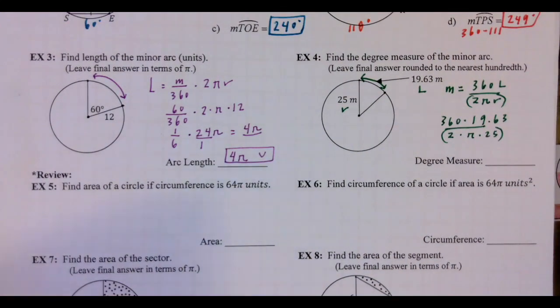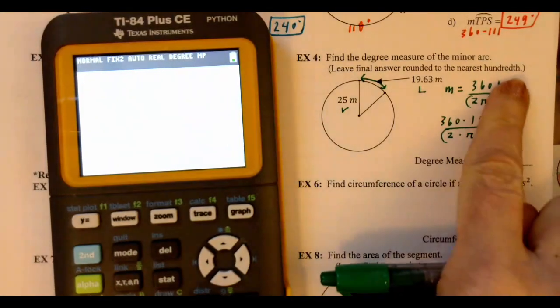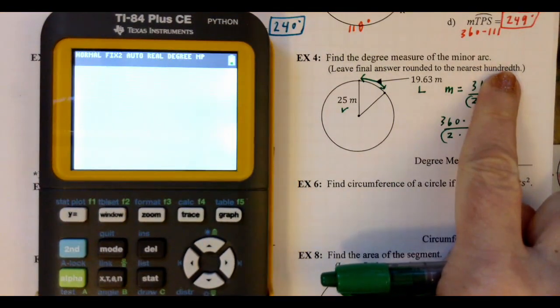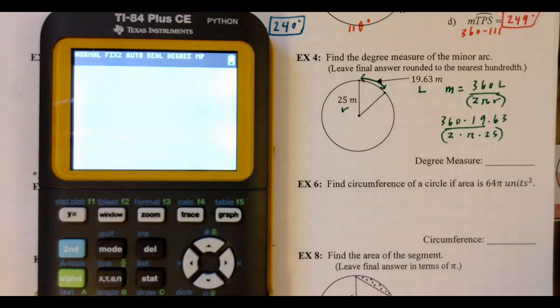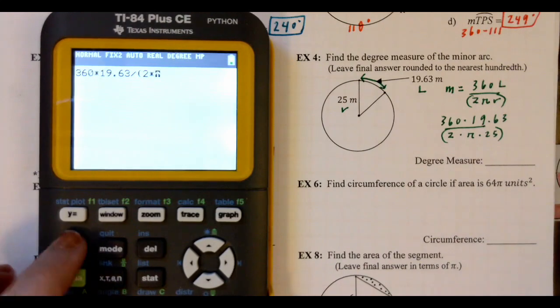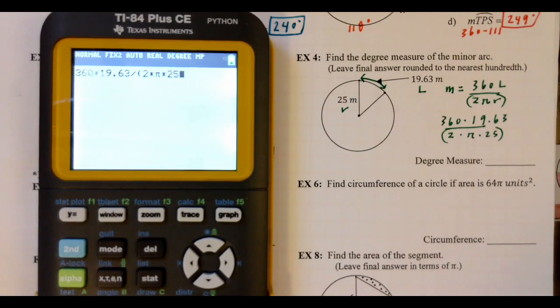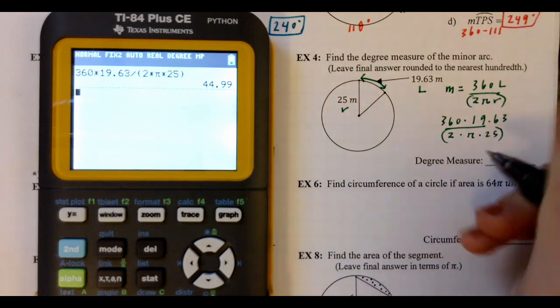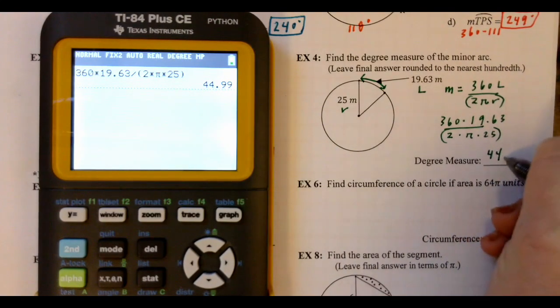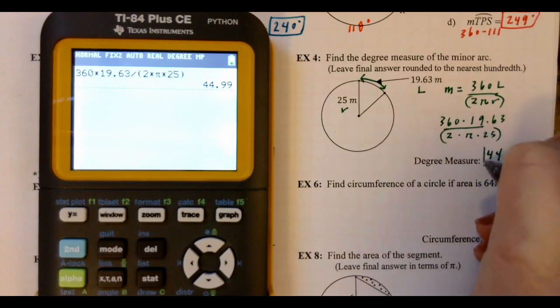All right, and I've said you can type in for pi, round to the nearest hundredth, so 2 decimal spots. I've already told my calculator to round to the nearest 2 decimal spots. So 360 times 19.63 divided by, in parentheses, 2 times pi times 25, close parentheses. All right, so here we end up with 44.99 degrees.